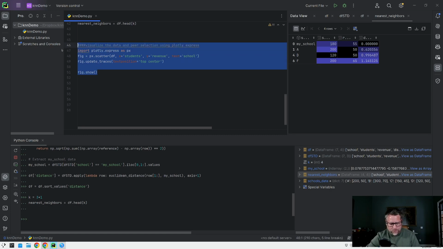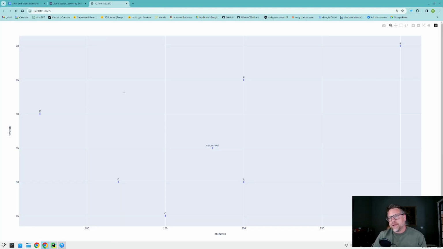But let me help you visualize what just happened. If we graph all the points at the beginning, with revenue on the vertical axis and number of students on the horizontal axis, you can see all of the points that we were looking at. In 2-dimensional space, it's really easy to visualize this Euclidean distance idea. So here's my school, and basically all I'm doing with Euclidean distance is finding the schools that are closest to my school as a bird would fly. The distance between point A and my school is pretty short. That's one of the peers. A and D, also pretty short. That's another peer. A and F, I think those are the peers that were selected.